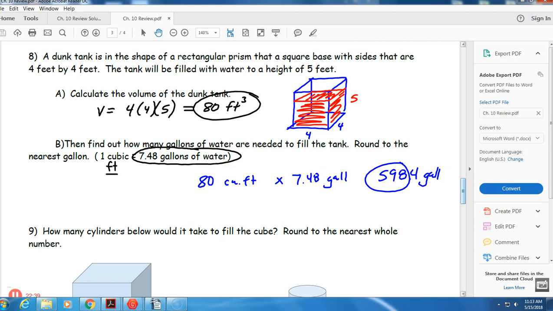Now, if we want to take it to the next level, I know that roughly a gallon of water is somewhere in the neighborhood of 8 pounds. So if I times that by 8 pounds, 600 times 8, holy smokes, you're talking somewhere around 4,800 pounds of water. Over 2 tons of water in that dunk tank.